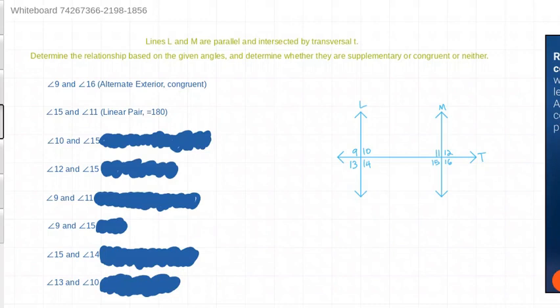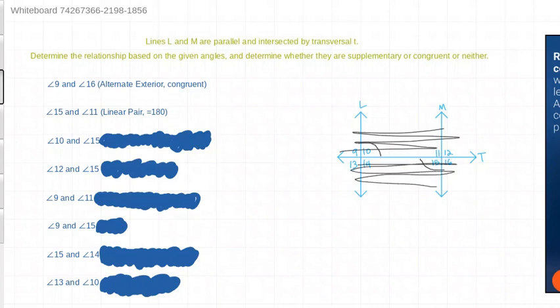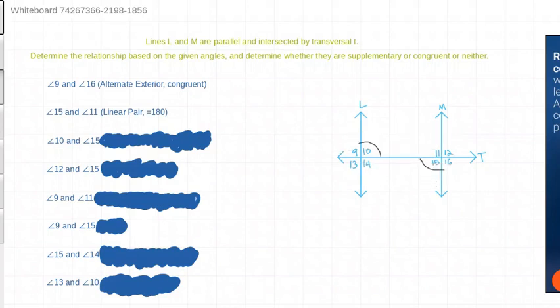Angle 10 and angle 15. This one's pretty easy to identify. It's on opposite sides of the transversal, but they're both interior angles. Angle 10 is on the inside, and so is angle 15. So it would be alternate interior angles. We know that alternate interior angles are congruent, so that is our answer.